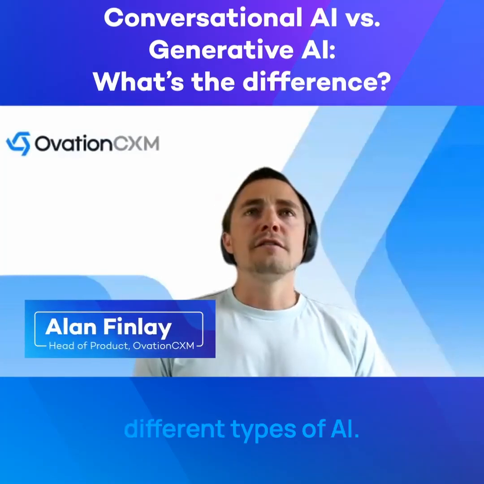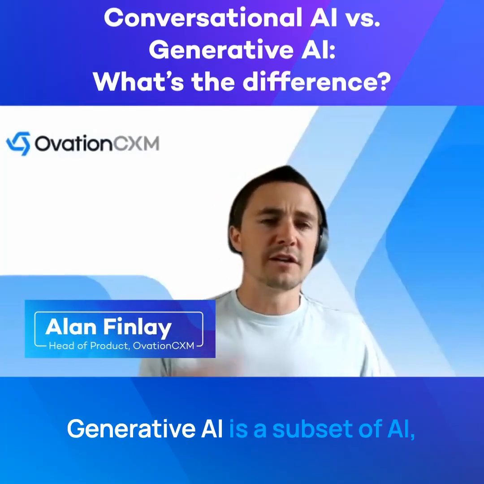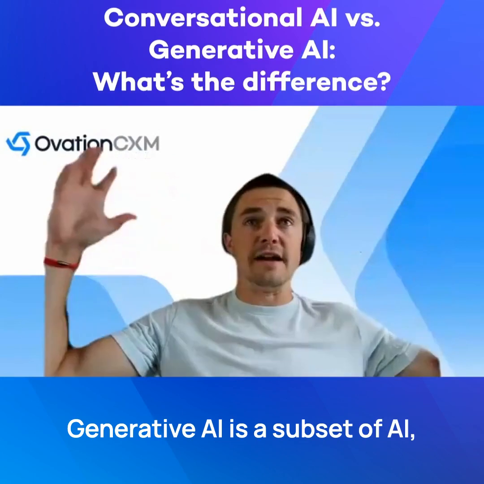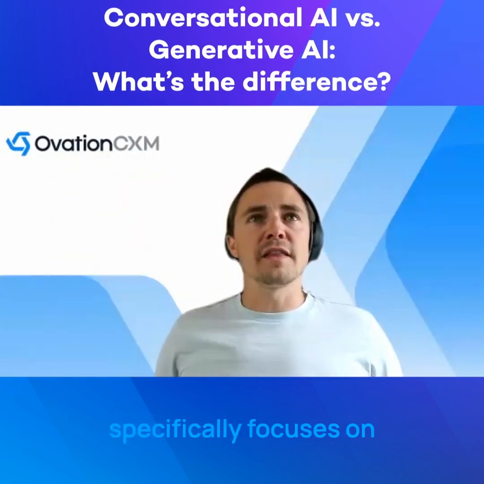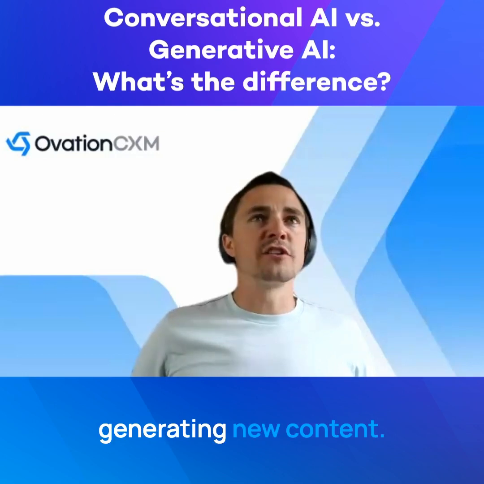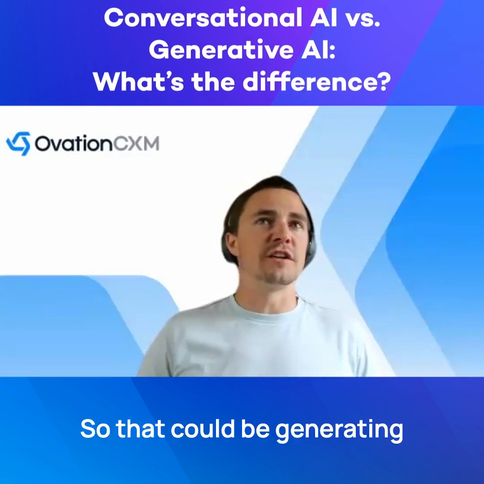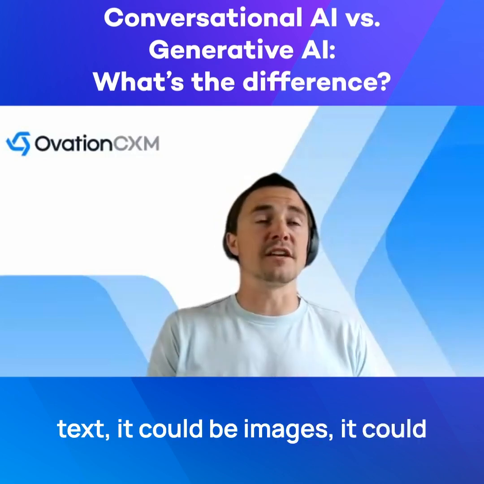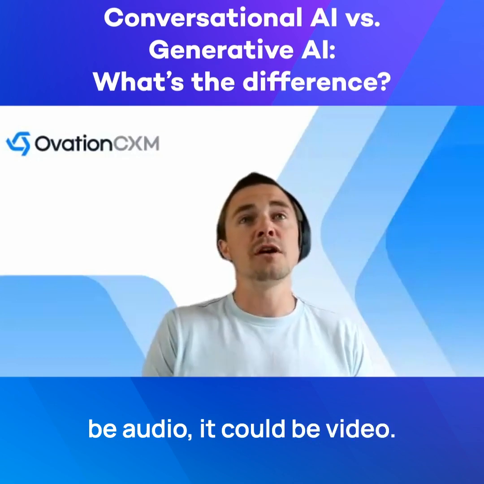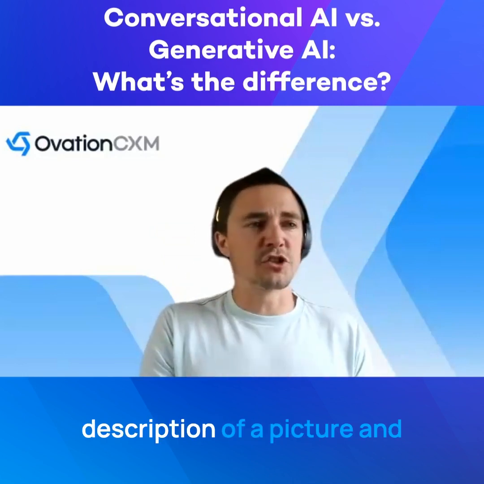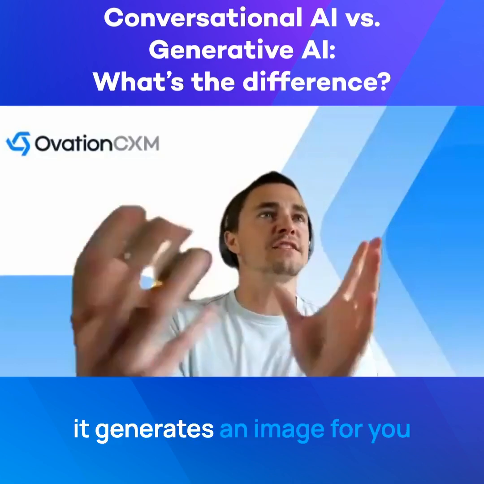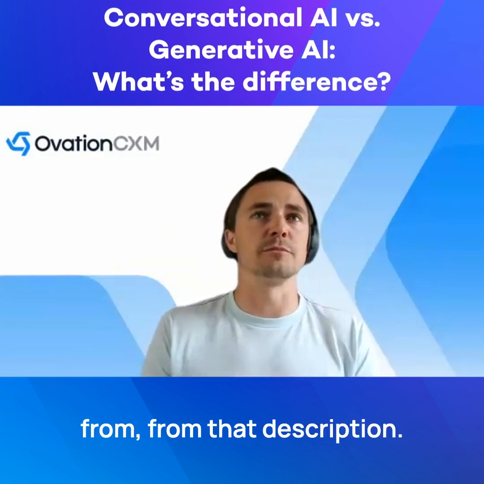There are a lot of different types of AI. Generative AI is a subset of AI, artificial intelligence overall, and it is a form of AI that specifically focuses on generating new content. That could be text, images, audio, or video. It takes a data set and turns it into something brand new. For example, you type in a description of a picture and it generates an image for you from that description.